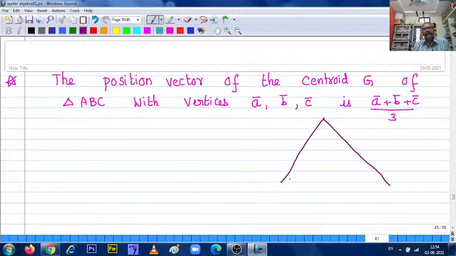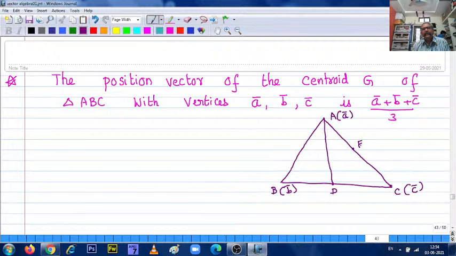So with the help of a diagram, let us try to understand the position vector of centroid. Say this is A, whose position vector is A bar, the vertex B, whose position vector is B bar, this is C vertex, whose position vector is C bar. Now D is the midpoint of BC, E is the midpoint of CA, F is the midpoint of AB. You join CF and BE. This G is called the point of concurrence of the medians, called centroid G.